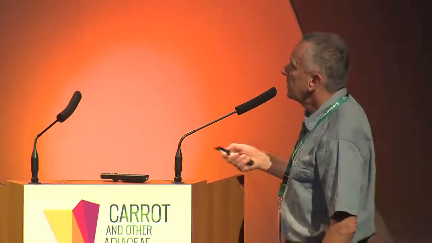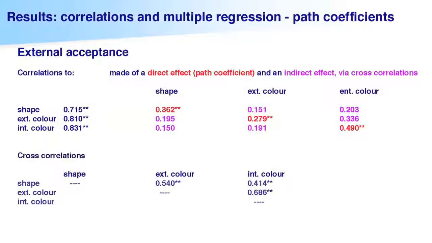Here you have the relations of external acceptance to its determinants: shape, external color, internal color. Here is the correlation coefficient, and here is a path analysis showing the direct effect. These red figures are the so-called path coefficients, the standardized multiple regression coefficients, and it is very simple. The correlation of each of these three characters to external overall acceptance was mainly caused by a direct effect, so there is not so much to comment on further.